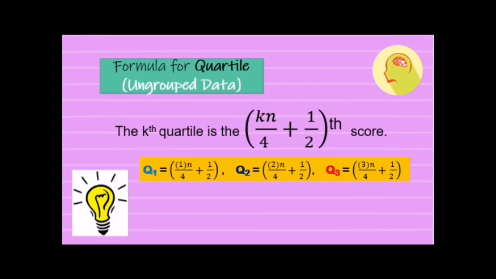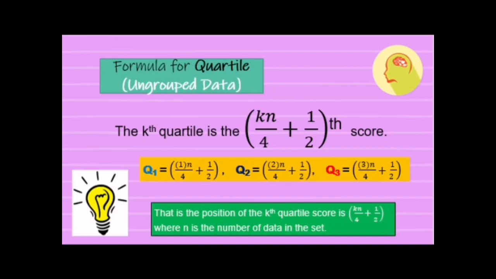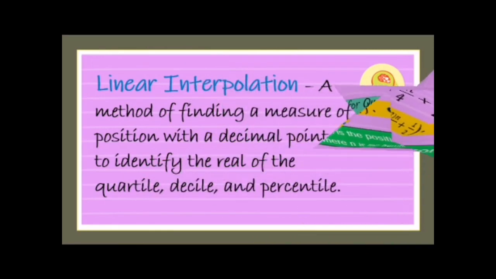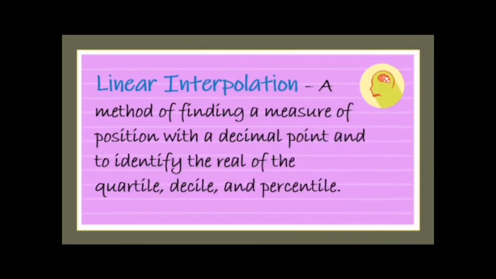So that will be the formula for the quartile for the ungrouped data. So always remember, n is the number of data in the set. Okay? Now, let's have this one, the linear interpolation. The linear interpolation is a method of finding a measure of position with a decimal point and to identify the real value of the quartile, decile, and percentile. So meaning, if the position has a decimal, we have to use the linear interpolation so that we can find or identify the real value of the quartile, decile, and percentile.